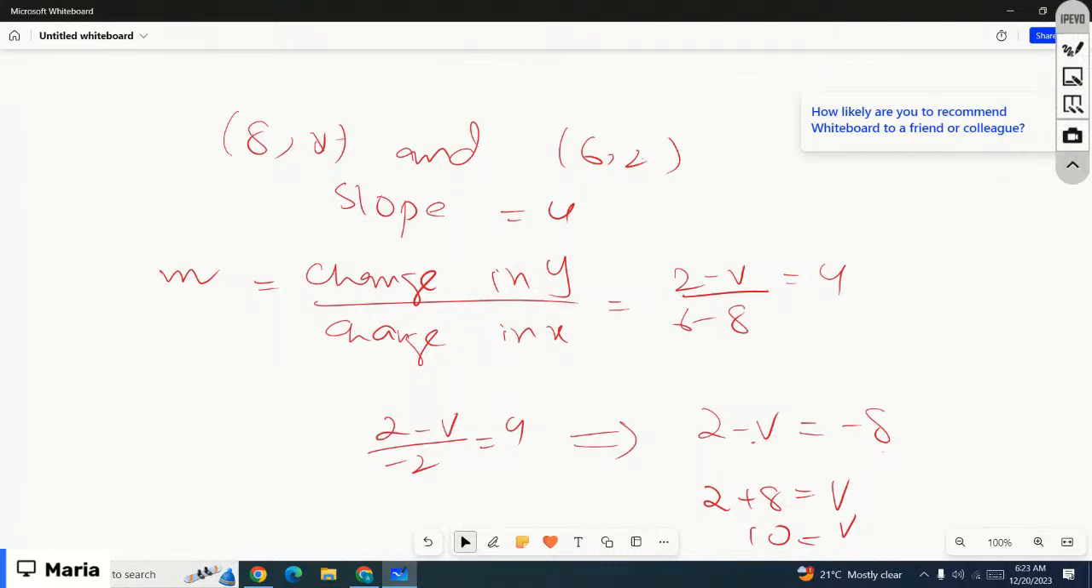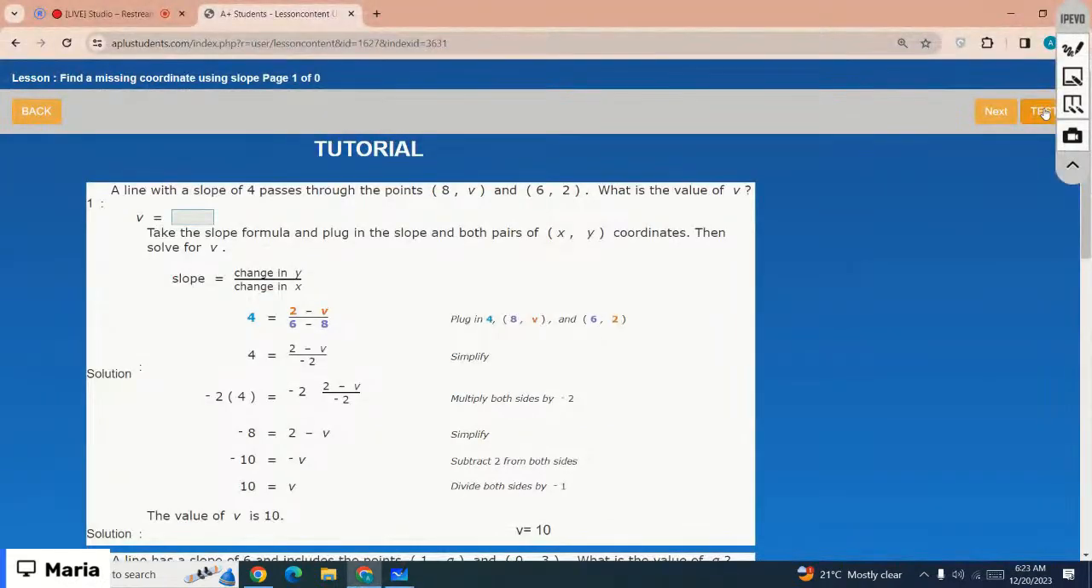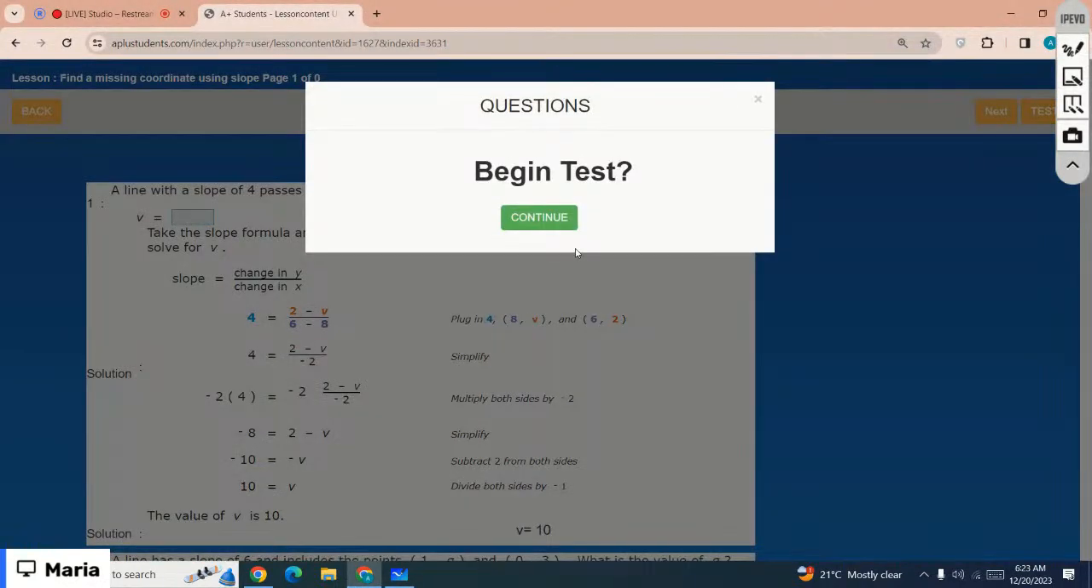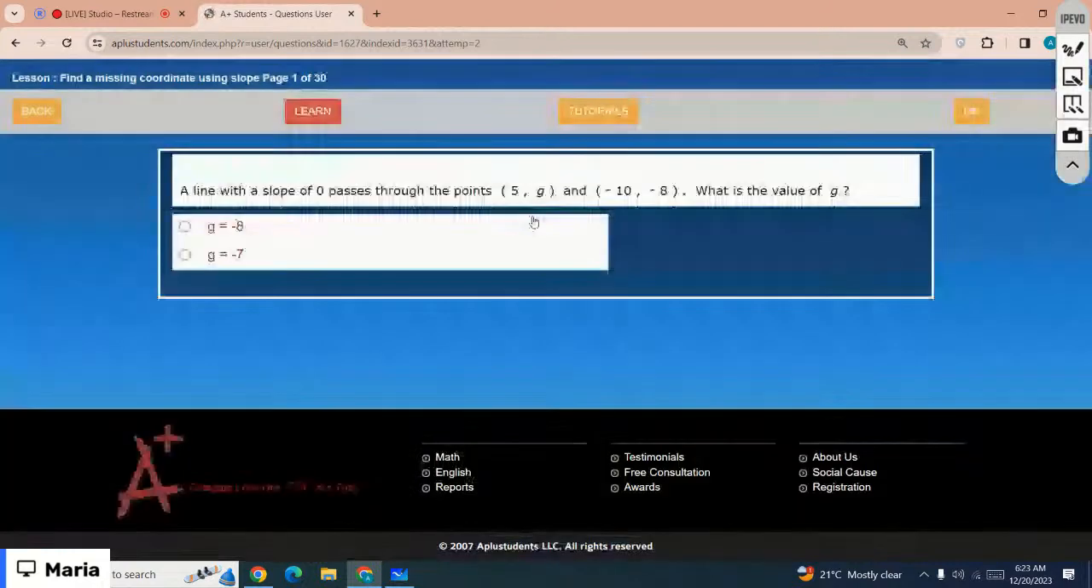Let's just start with the test questions. A line with a slope of 0 passes through the points 5, g and negative 10, negative 8. What is the value of g? So which is the correct option? You need to calculate the value of g. You are given the slope 0. So just calculate the same way as the example I just did, right?